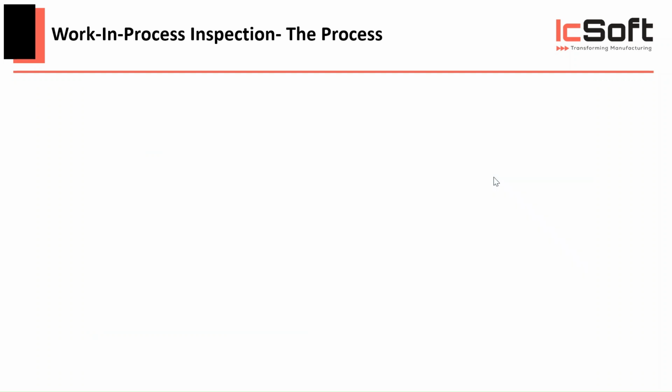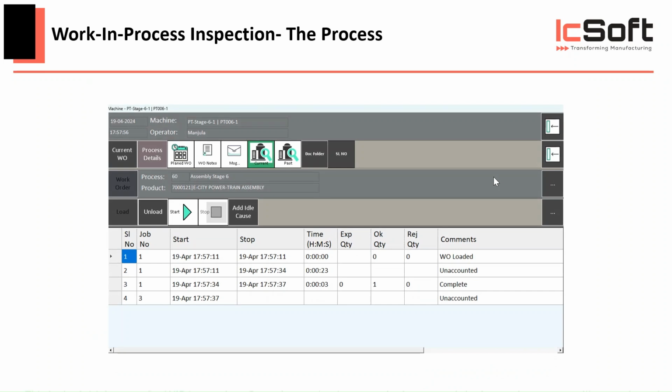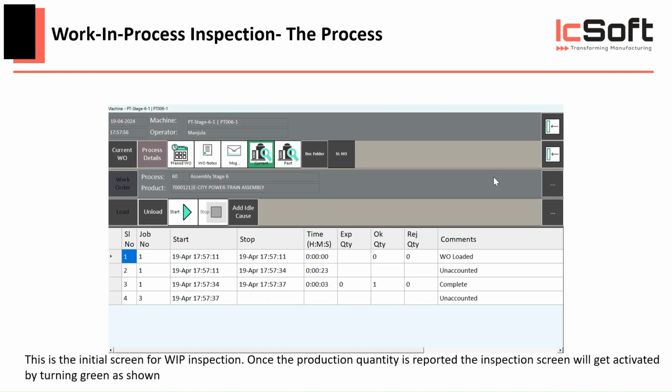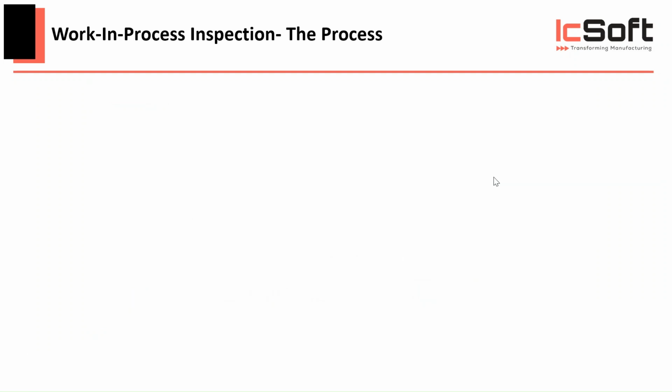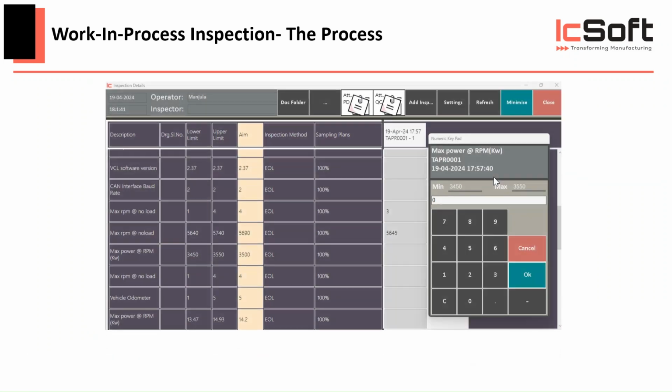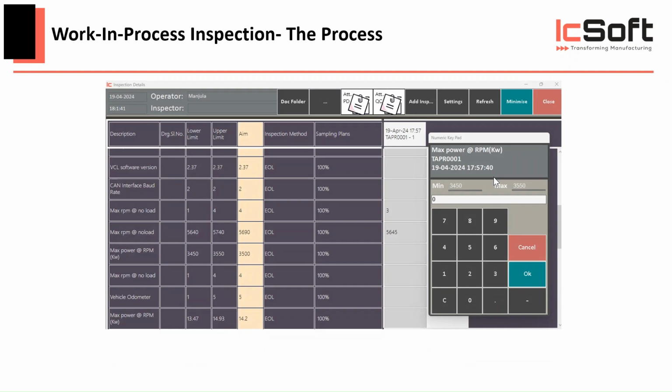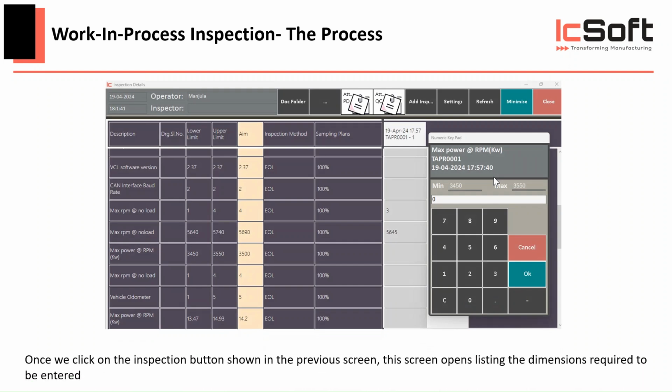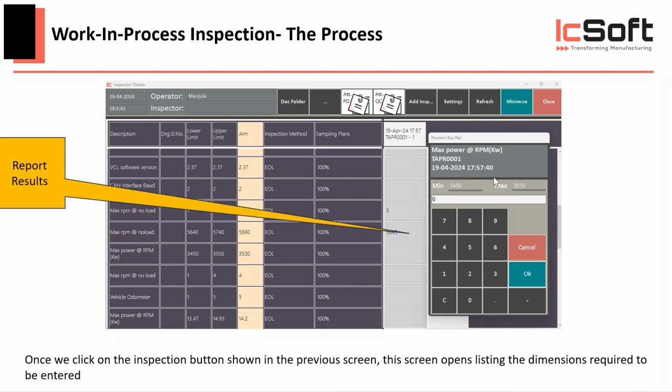So how is the inspection then carried out? Once the production quantity is reported against any process or any operation, this screen will get activated and it turns green, as we can see it here. The user starts entering various values, the inspection results in this column.